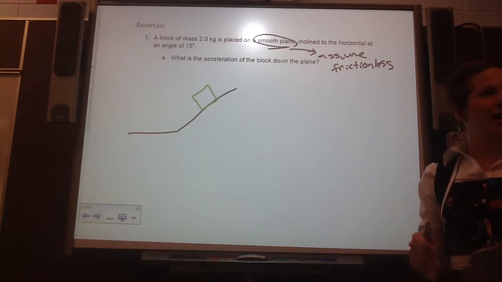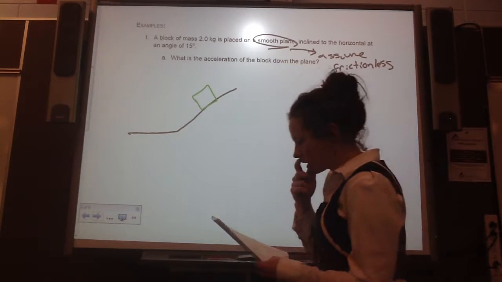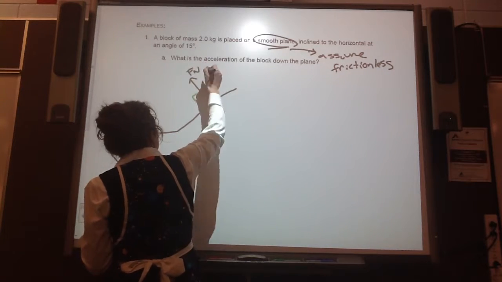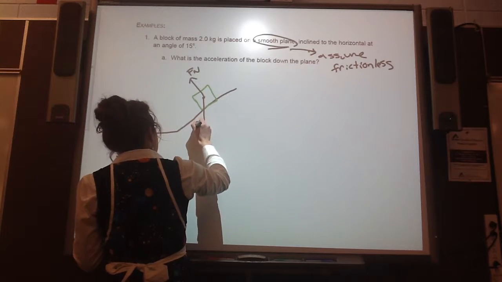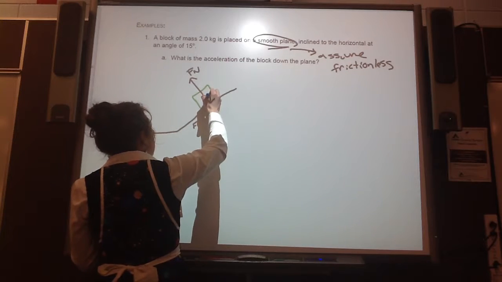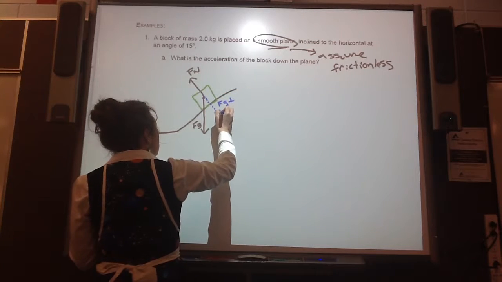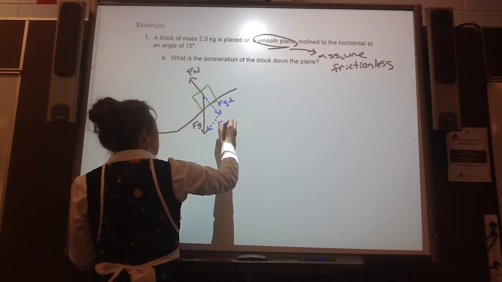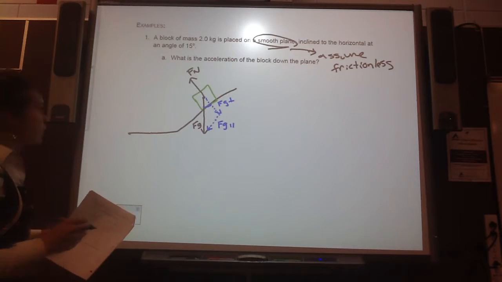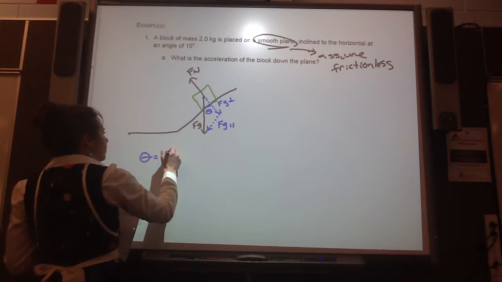So we're not going to draw in an Ff for this diagram because we're assuming that this plane is frictionless. But we do have our Fn, our Fg, and then you draw your Fg parallel and perpendicular. And that angle there is 15 degrees. So theta is equal to 15 degrees.